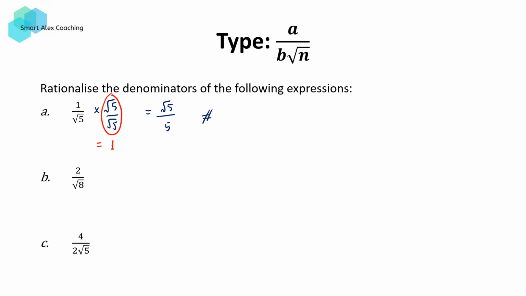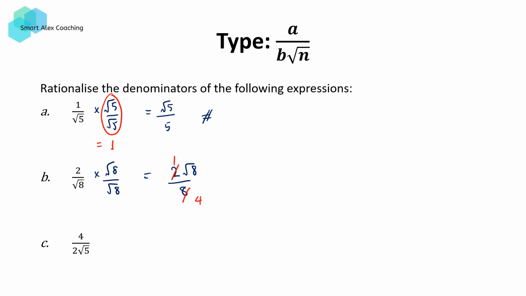In question B, we've got 2 over root 8. Same concept, we're going to multiply top and bottom by root 8. On the top, I'm going to get 2 root 8. On the bottom, I'm going to get 8. But we can simplify this answer. The 2 and the 8 cancel out, which is going to give us 1 on 4.